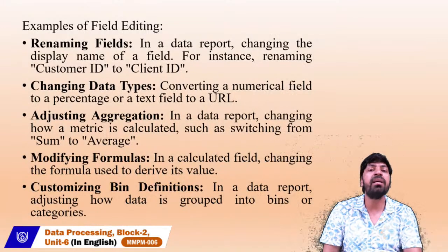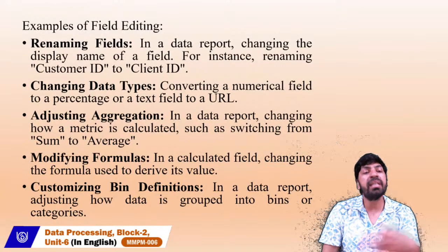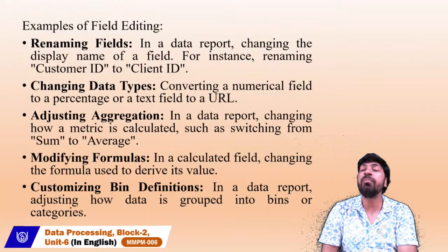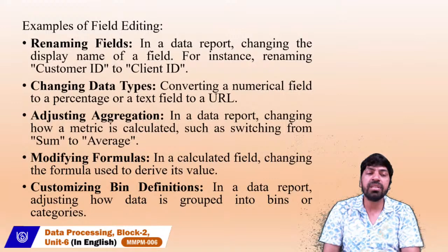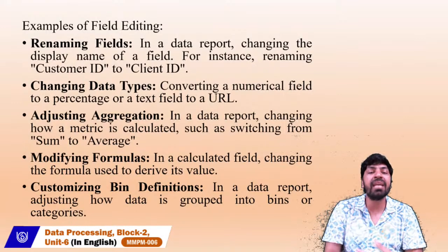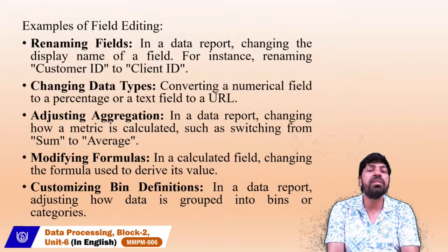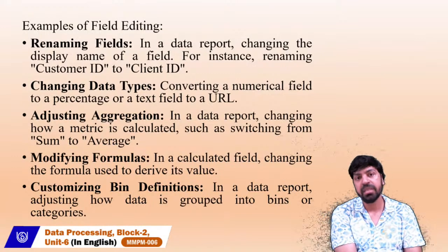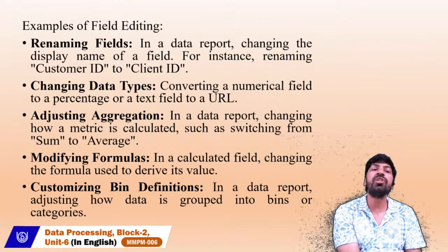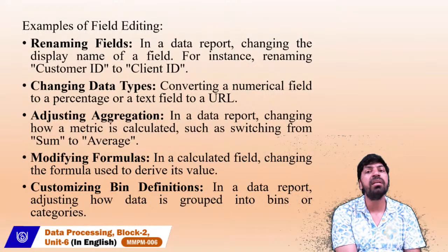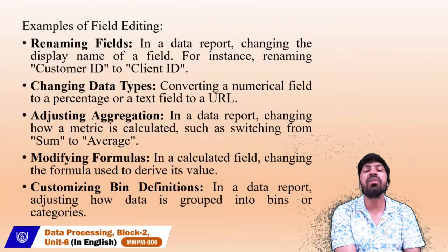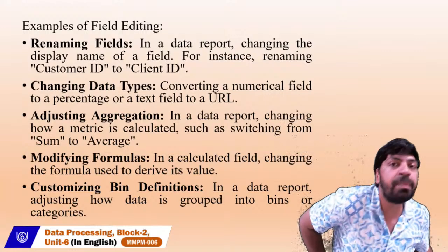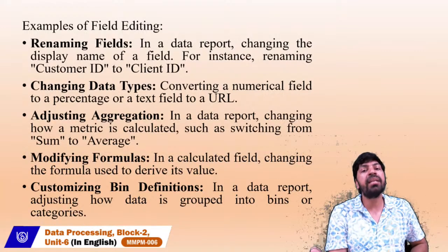Mostly in banks there is a customer ID, but in companies it is called client ID. So these are the differences in how you can rename the fields according to the situation, or according to the nature of the business. In a data report, you change the display name of the field, for example, renaming customer ID to client ID. So you're renaming the variable, that is the customer ID, to client ID.